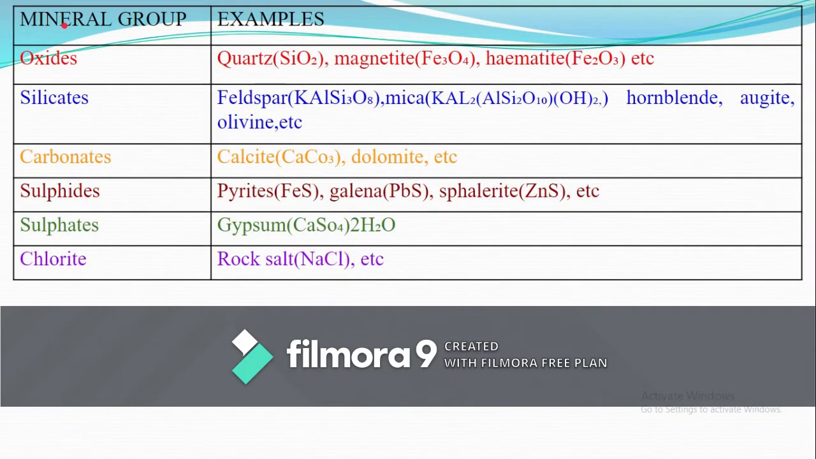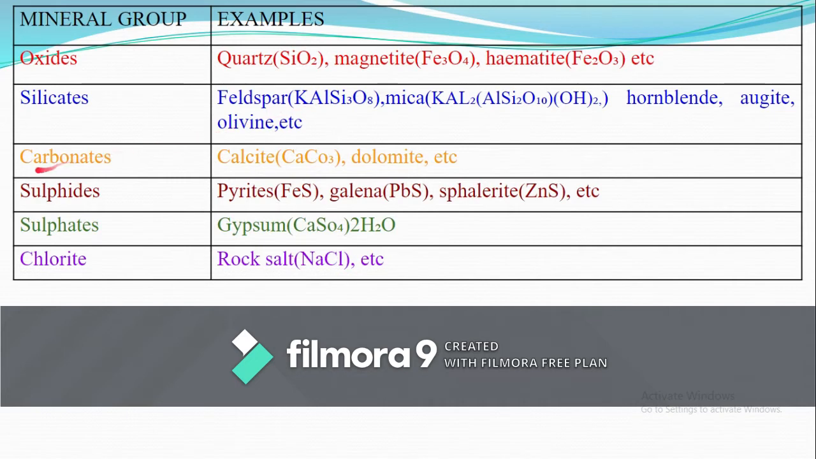So we have different mineral groups: oxides, silicates, carbonates, sulfides, sulfates, chlorides. In oxides, we have quartz, you see the formula SiO2, and magnetite, Fe3O4, like that. These are important minerals of rocks. Then we have silicates. Silicates are the most important rock forming minerals. Feldspar, mica, hornblende are also important rock forming minerals which are composed of silicates.